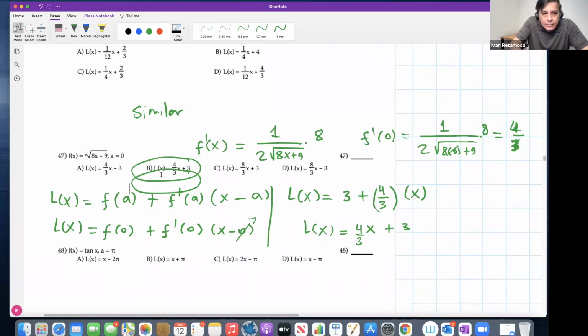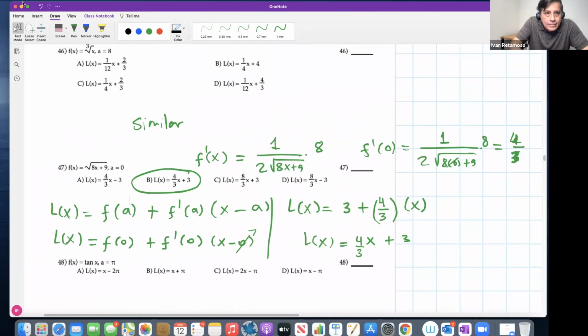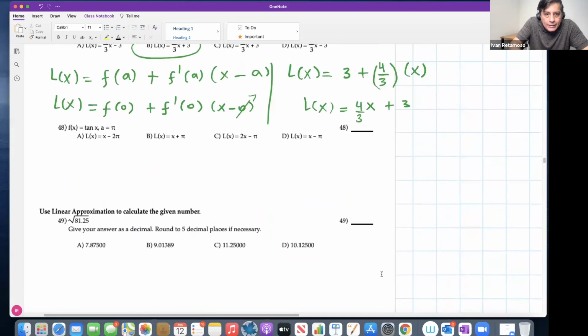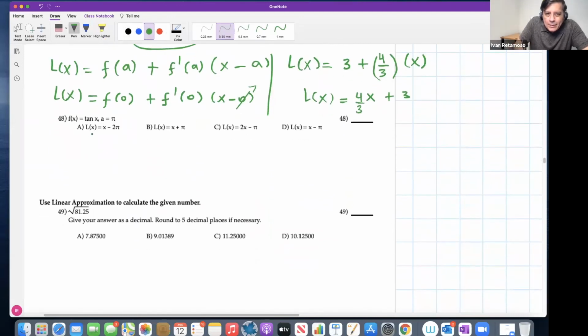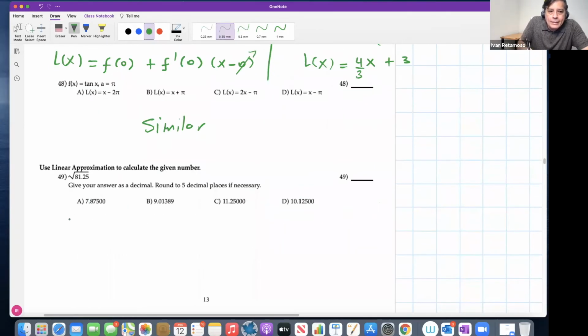So let's see if we can do one more. And then complete the rest. This one, for example, is another linearization, but it will be similar because it's again the derivative of tangent, which is secant squared. So I would say this is similar. Instead, I will go over this other form, which is how to compute approximately.